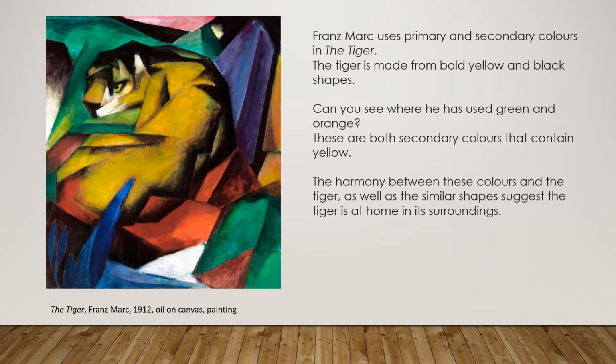This painting here uses primary and secondary colours. If you look closely, you should be able to see where the artist has used green and orange, and these are both secondary colours that contain yellow, which we see in the tiger in the middle of the painting. These colours go well together, and the shapes are very similar. The shapes used in the tiger are very similar to the shapes used in the green and orange areas of the painting, and this suggests that the tiger is quite at home in his surroundings.